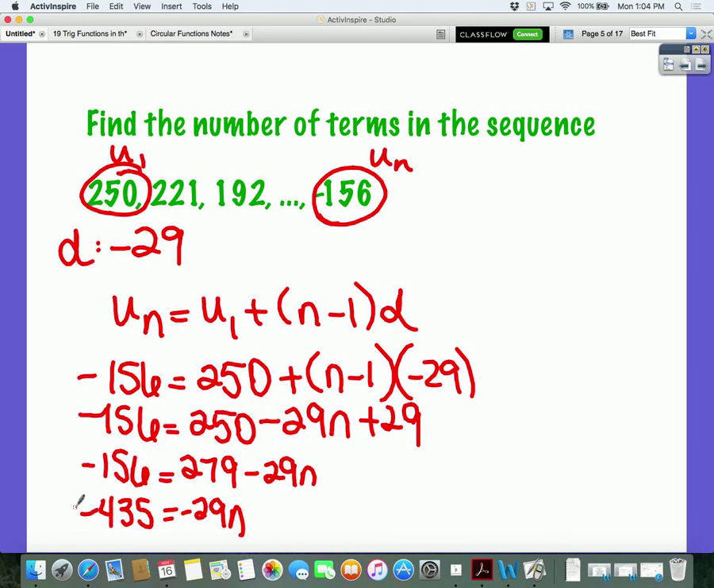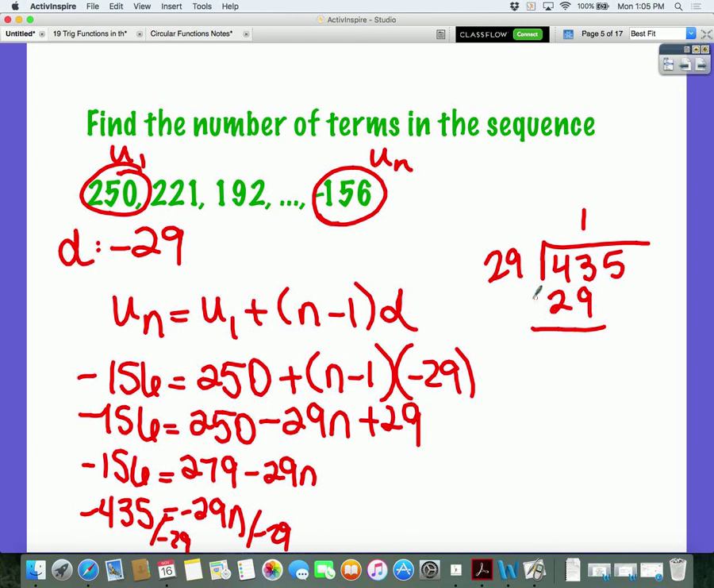435? Yeah. So then you'll divide by negative 29, yes? Yep. And a good review of old school long division. How many times does 29 go into 43? Once. So then you multiply 29 by 1. Then you subtract. What's 43 minus 29? 14. You bring down your 5.